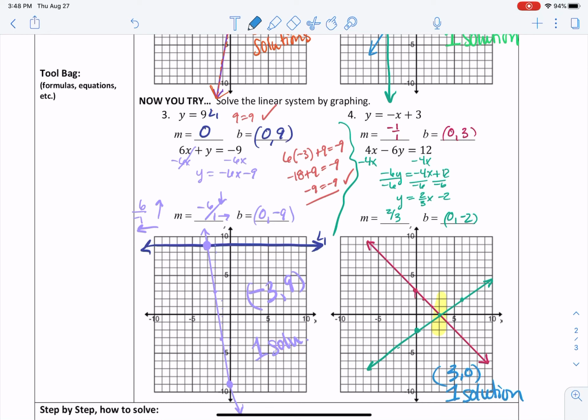Now I want to go verify that, so I'm going to plug it into both of my equations. Y is 0, so if I have 0 equals negative 3 plus 3, 0 equals 0, that checks for this one. For this equation, 4 times 3 minus 6 times 0 equals 12. 12 equals 12, check, it does. So that is in fact the solution for that system of equations.